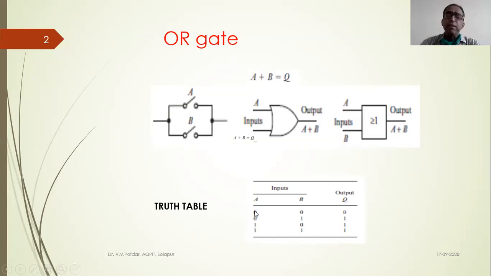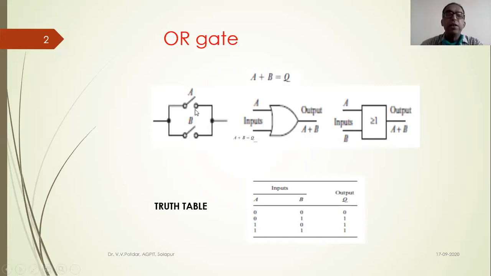And as I said, we are writing the truth table in terms of bits, zeros and ones. Or the conditions could be 1 for enable, 0 for disabled, 1 for true, 0 for false. Okay, 1 for on, 0 for off. The conditions differ, but the digital representation is in the form of 1 and 0.